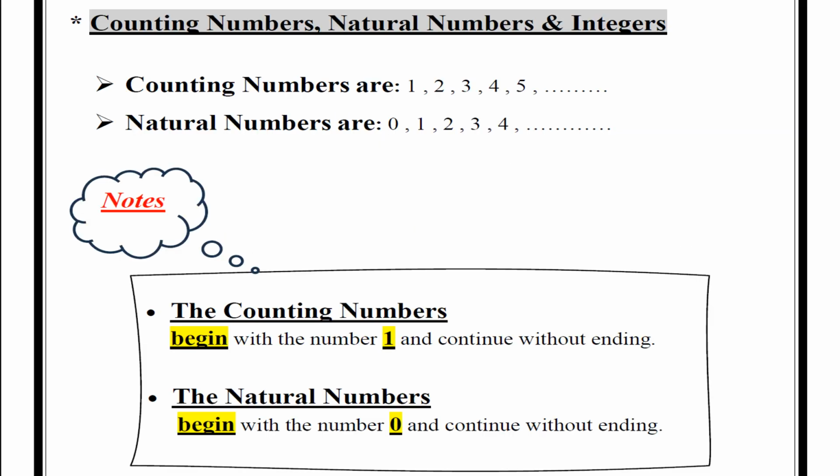So, as we said, the counting numbers are 1, 2, 3, 4, 5, and so on. The natural numbers are 0, 1, 2, 3, 4, and so on. Let's note that the counting numbers begin with the number 1 and continue without ending, and the natural numbers begin with the number 0 and continue without ending.